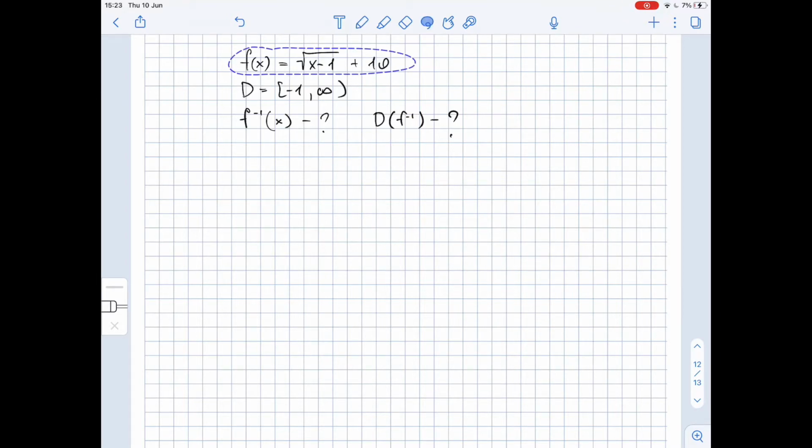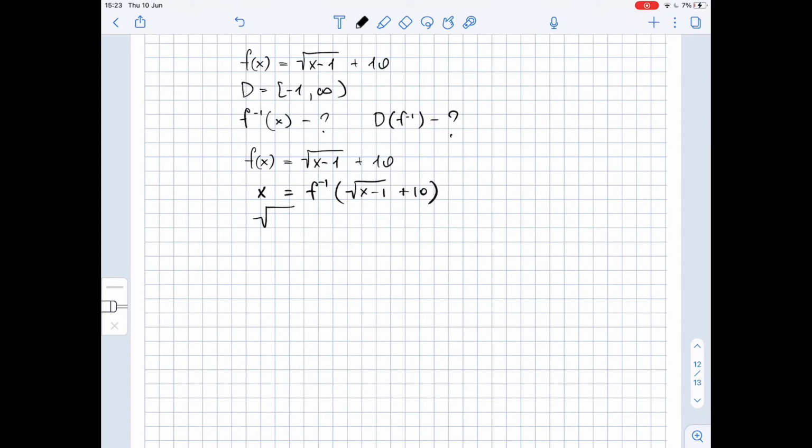So let's rewrite f of x, and let's take f inverse on both sides of this equation. So on the left side we will obviously have x, but on the right side we will have f inverse of square root of x minus 1 plus 10.